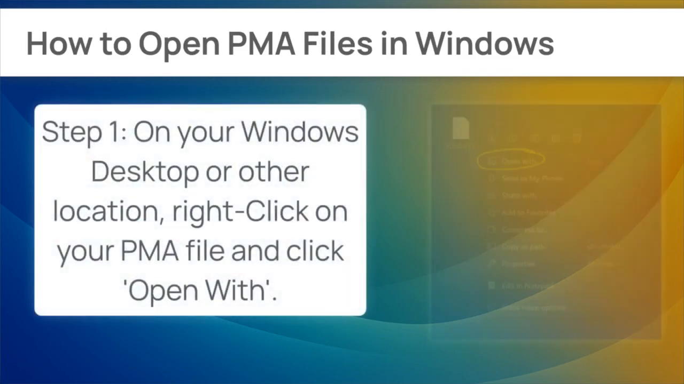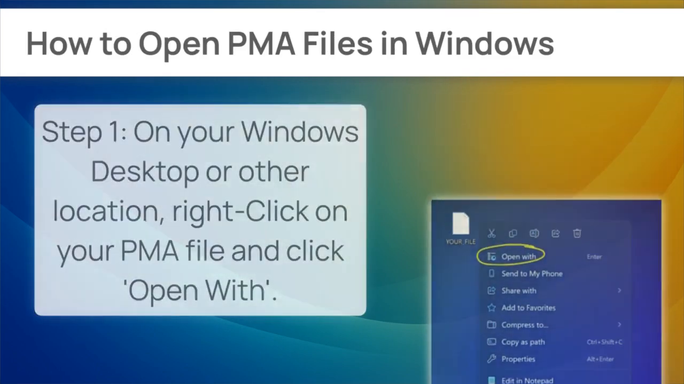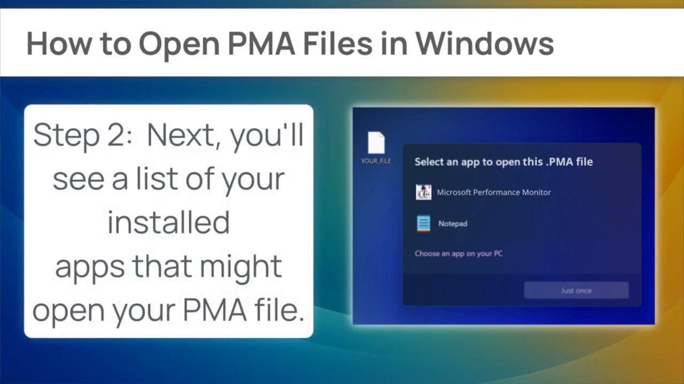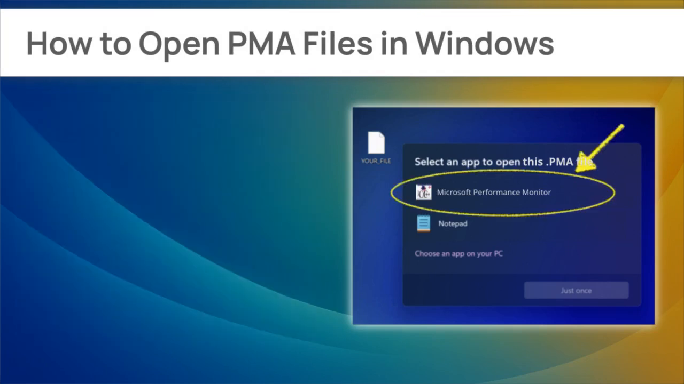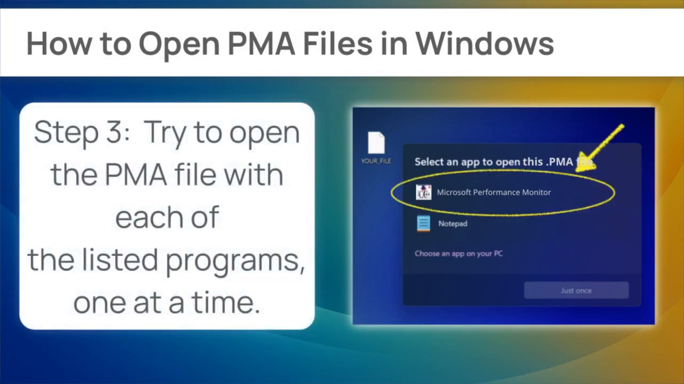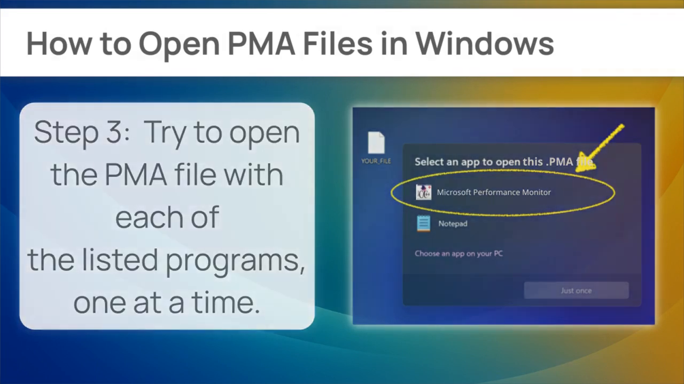Your reliable first step is the Open With action. Right-click the PMA file and select Open With. If Microsoft Performance Monitor is installed, use it. If not, choose another program. We must find the application that works.